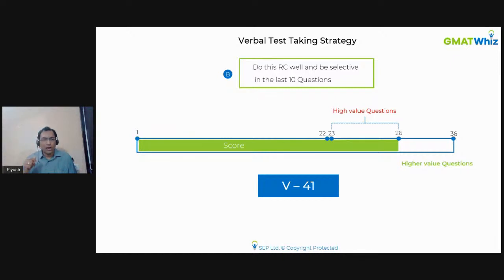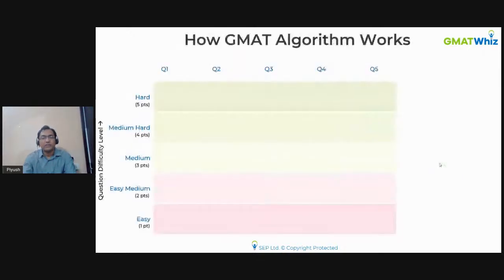Okay, so let me now go to a simpler example. I'll try and explain the GMAT algorithm with a very simple use case. Again, it is for those people who are not aware of the algorithm, because I see some of the comments which make me feel that some of you are not really aware of how the algorithm works. So let me take a very simple example.